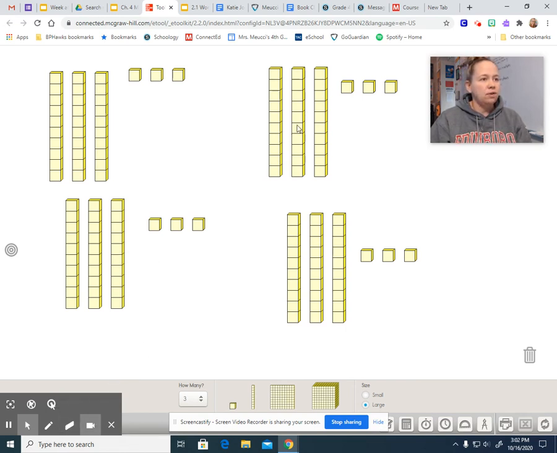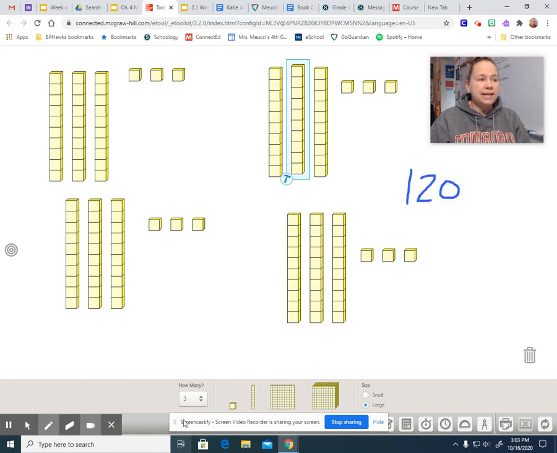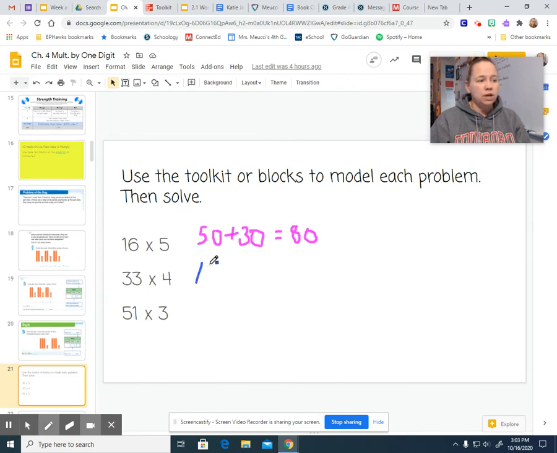So I have 3, 4, 5, 6, 7, 8, 9, 10, 11, 12. So I have 12 sets of 10. So really 12 times 10 is 120. Okay? Now let's count our ones. 1, 2, 3, 4, 5, 6, 7, 8, 9, 10, 11, 12. I need to add 12 to that. And I get 132. So 33 times 4 is 132.